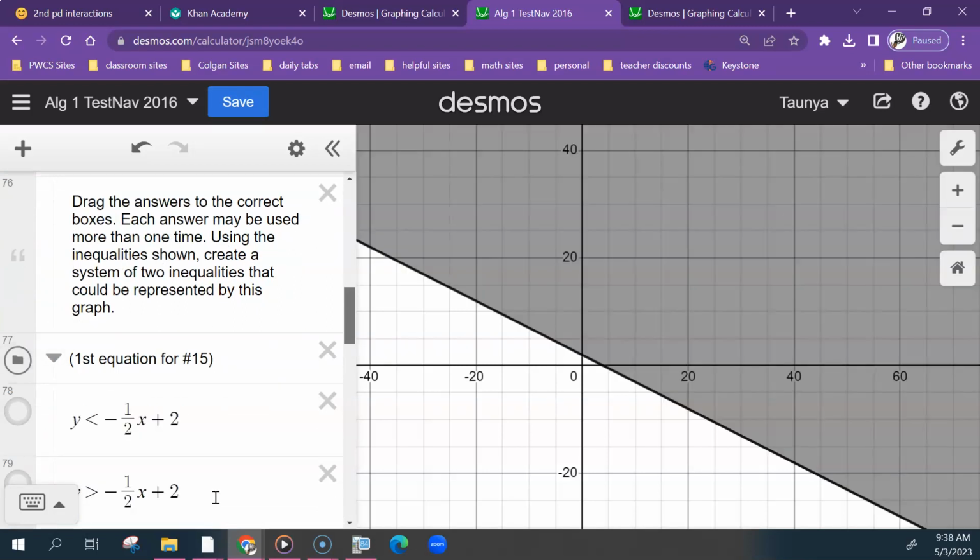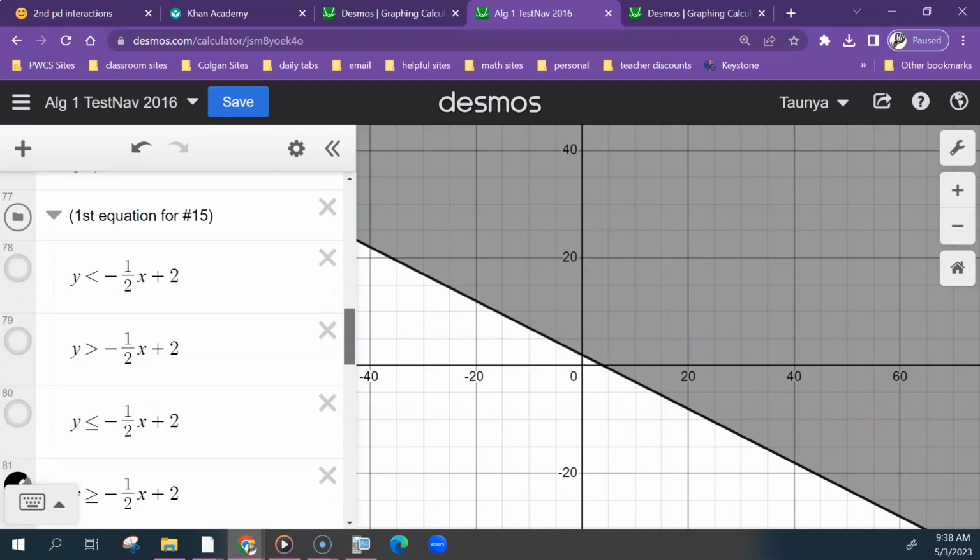I don't remember what 15 was. Oh. So 15, you had to figure out the symbols. You could put in different ones and see what they are, or if you know what they are, put it in and see if it matches.